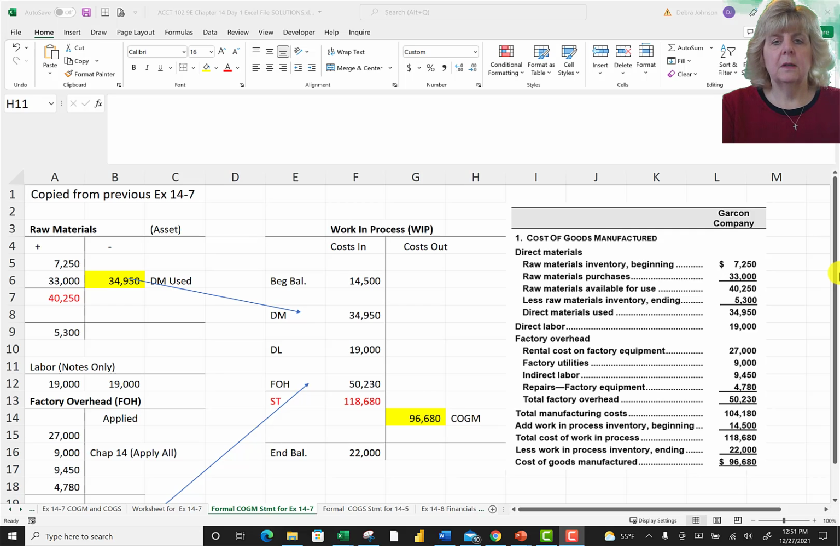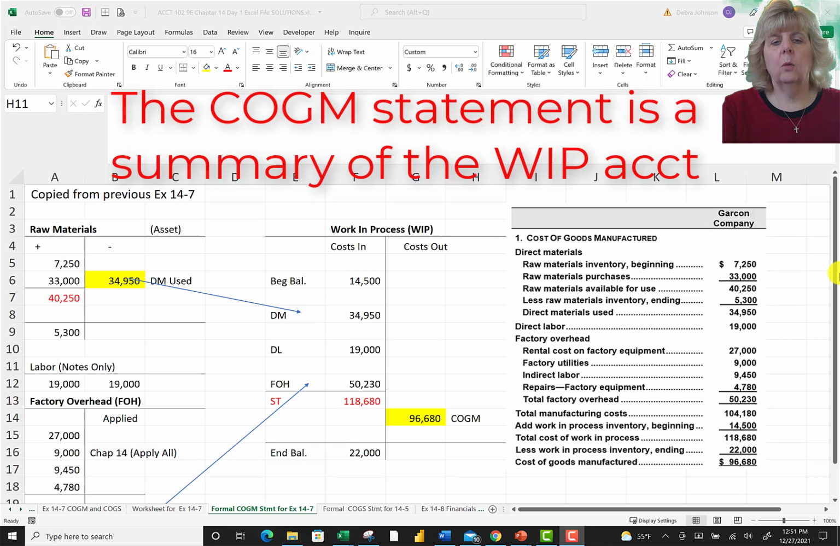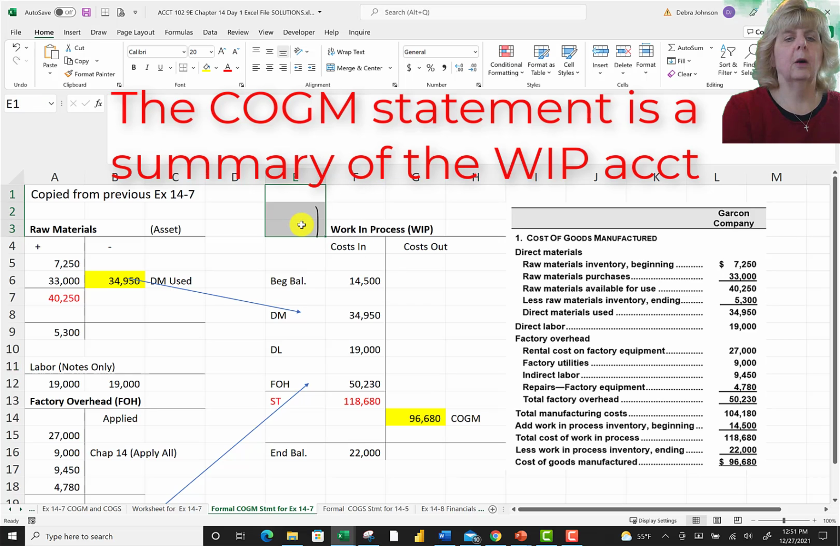As a wrap up to this very important problem, use the lab time designated for this class lecture to create the formal financial statement. Once again, we went to the legwork of already computing the answer. So take a look at the formal financial statement on the right-hand side of the Excel screen, right here, and make sure that you can trace every single item back to the T account. Remember, the cost of goods manufactured is a summary of the WIP account.